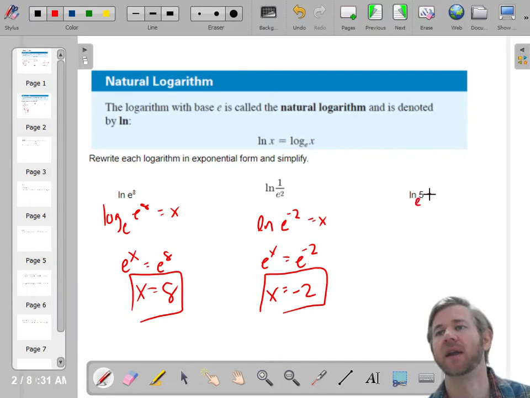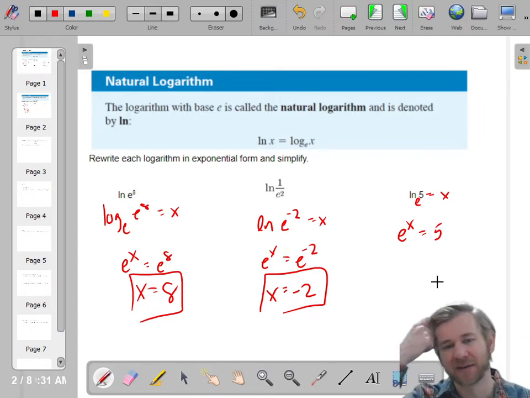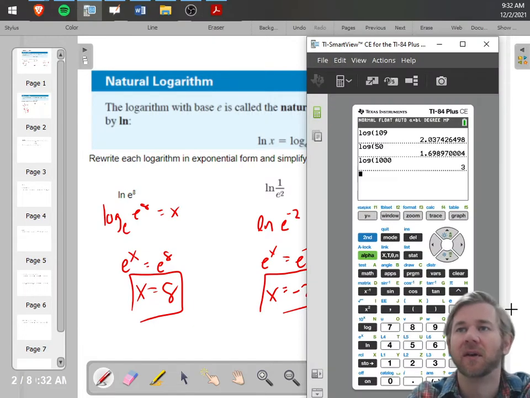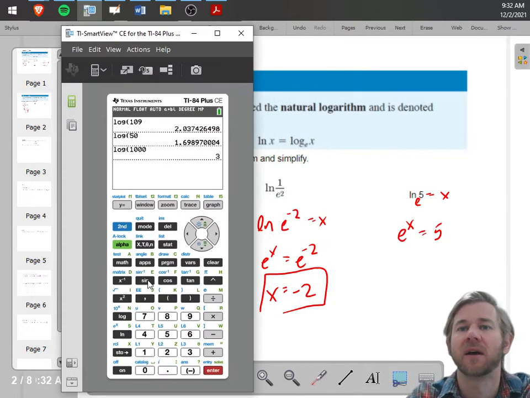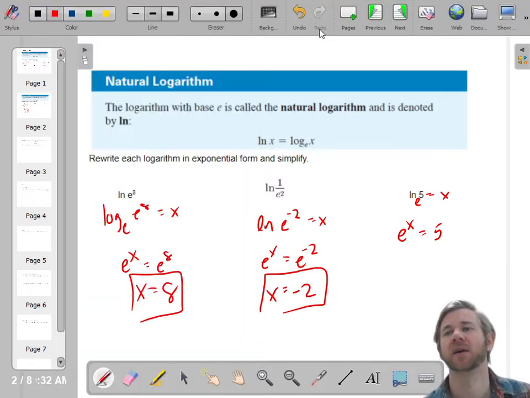e to the what is 5? I don't know. e is like 2.71. This is going to be a decimal. Again, you would need a calculator for this, which is kind of not the point of what we're doing right now, but I'll type in the natural log of 5 because I can't do it without a calculator. 1.609. Okay, so x is 1.609.